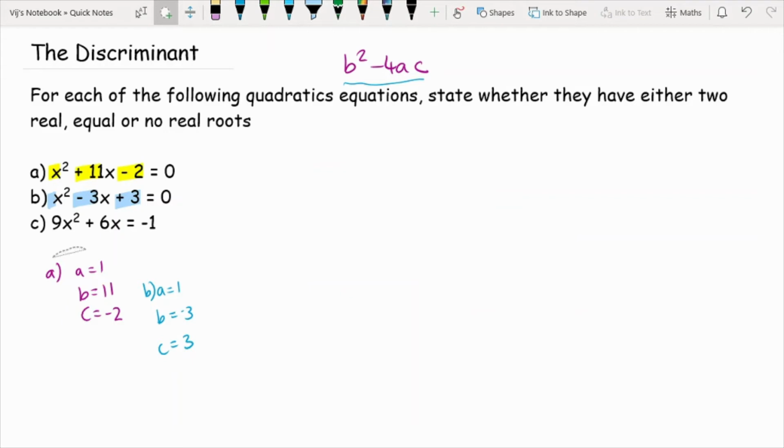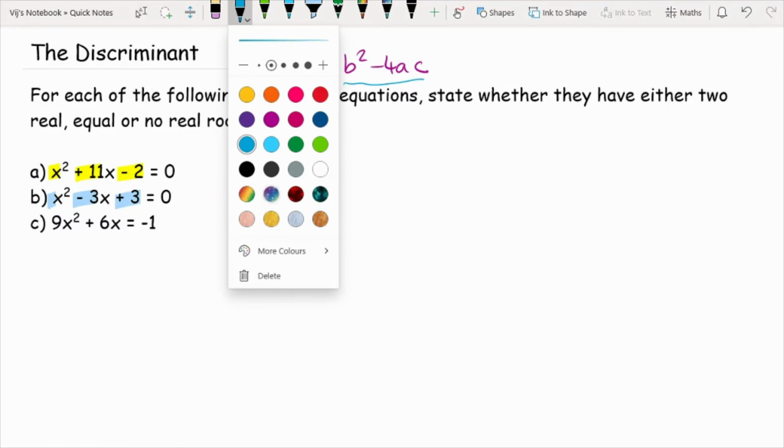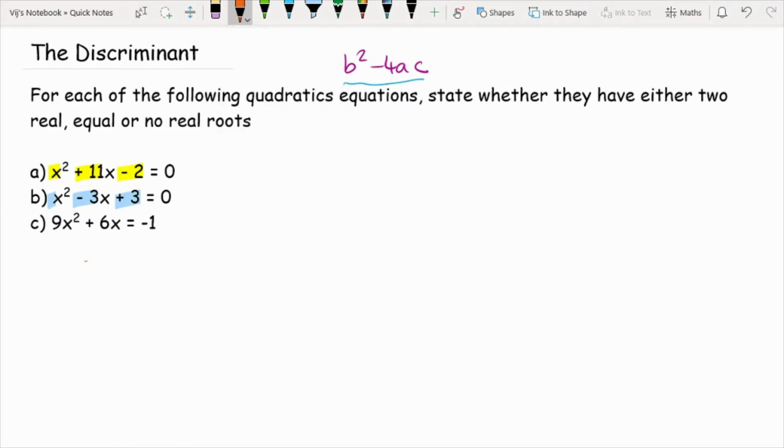And while I'm at it, I might as well rub that out too. So for C, I'm going to follow the exact same process. As soon as I've picked a colour, there we go. Let's go for orange. So for C, the key thing I almost forgot there is the first and ultimate rule: making sure it's equal to 0.